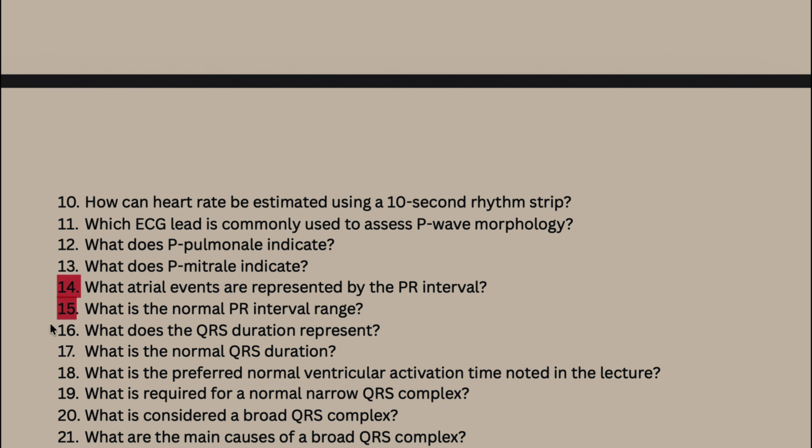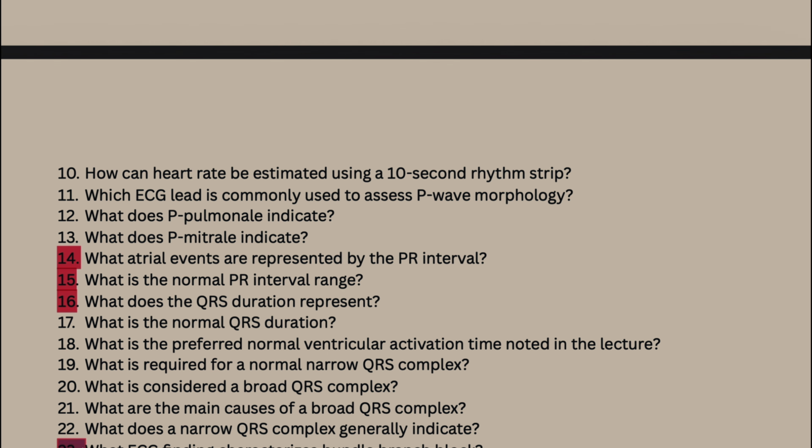Now let's look at question 16 all the way to question 23. Now we're talking about the QRS complex. The QRS complex represents ventricular depolarization. A normal QRS duration is less than 120 milliseconds, with the peak ventricular activation time being less than 105 milliseconds. A narrow QRS complex indicates that ventricular activation is occurring normally through the specialized conduction system.